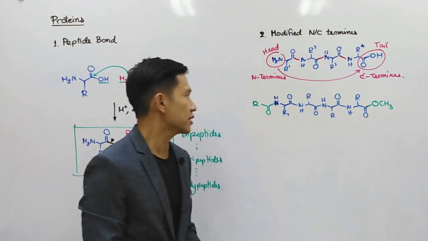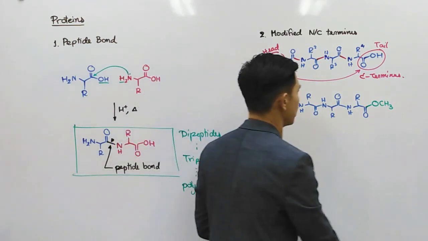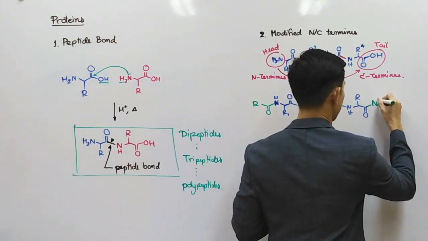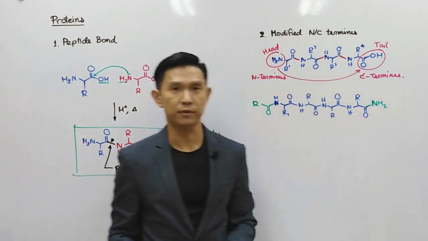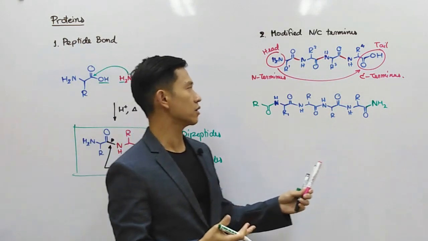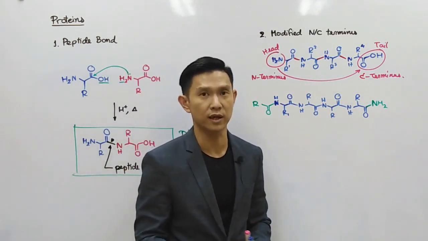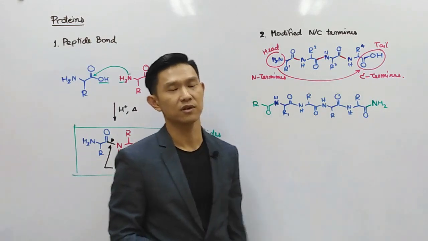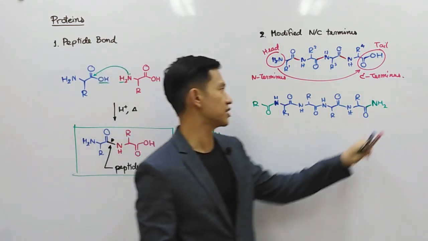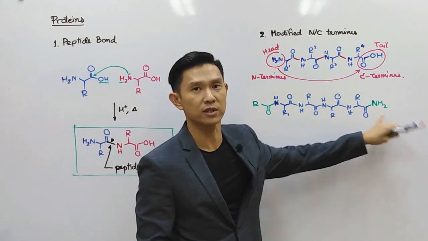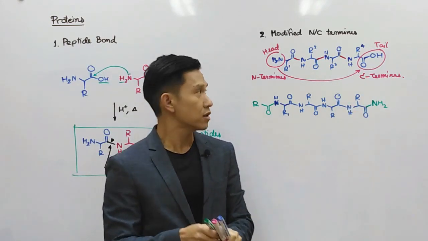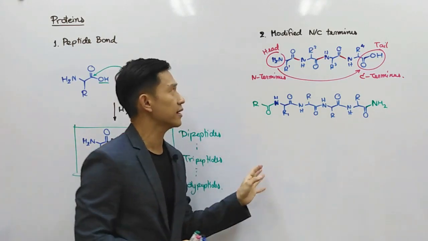Not only this, sometimes this can also condense with, for example, NH2, an amino group, okay? Or you can use OH from sugar and then condense with the proteins, right? You have glycoproteins, by condensing the sugar, making an ester bond with the terminal, with the C terminus, for example. So this is the modified N and C terminus.